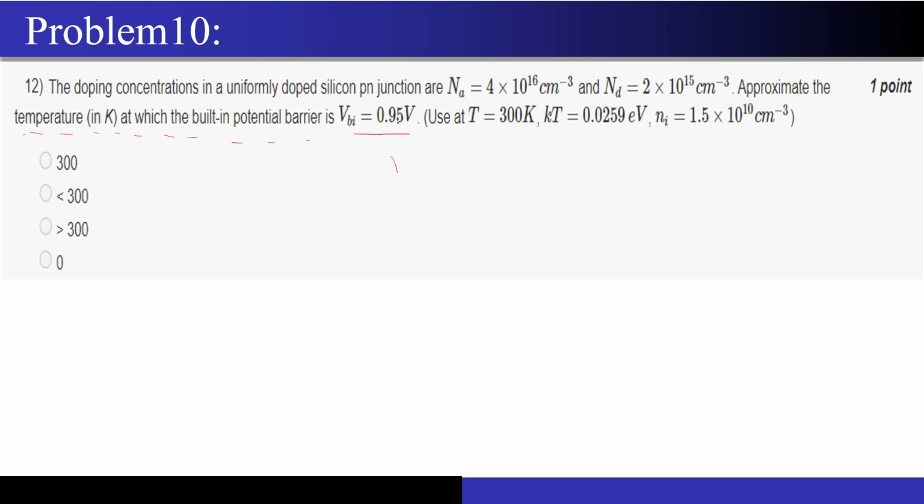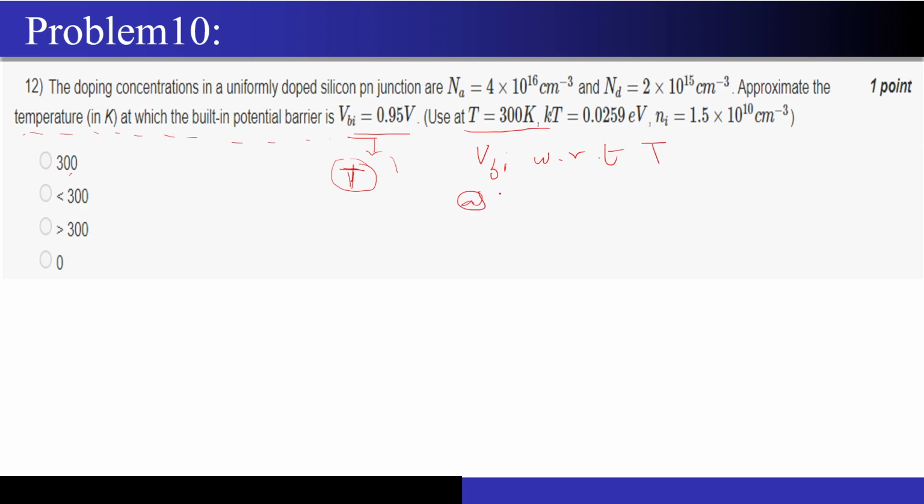So now they have given me the VBI at a particular temperature T, and now they are asking me to just guess the value of T, whether it will be 0, whether it will be 300, whether it will be less than 300, whether it will be greater than 300. So now how are we going to solve these questions? First of all, this is the question where I have to find the variation of VBI with respect to temperature. So these parameters have been given.